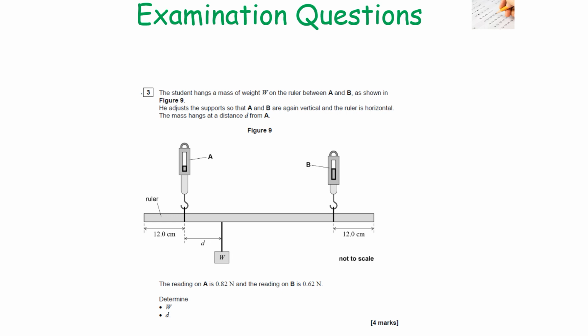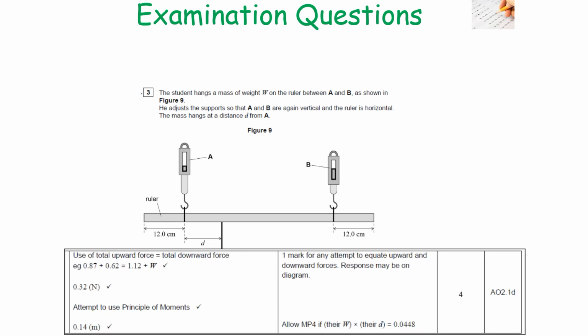Right, so when you're doing these types of questions, again, there's two things you've got to remember. The forces acting up is equal to the forces acting down. Also, the moments clockwise equal the moments anti-clockwise. So we can work out what W is quite quickly, because we know from the previous question that there's a weight acting downwards of 1.12 newtons, and we know there's a force of W acting down. We also know going upwards it's 0.82 newtons and 0.62 newtons. So you equate them. So you say the total upward force equals the total downward force. So therefore the force of W must equal 0.32 newtons.